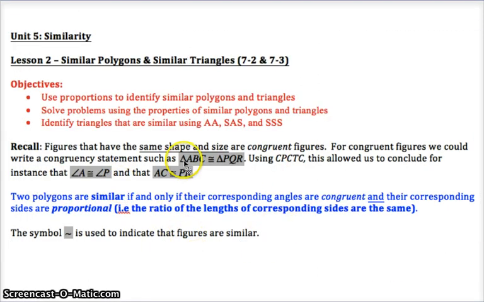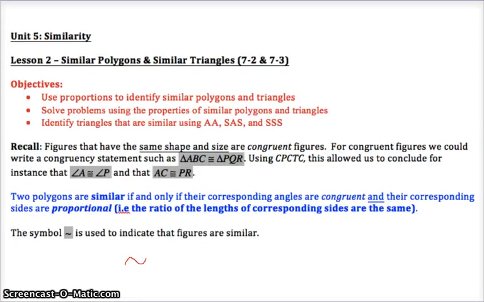For congruent figures, remember we wrote triangle ABC is congruent to triangle PQR, and that let us believe certain things about how A was related to P and B was related to Q, and that's kind of nice. For similar, we use this little symbol, and the gray box isn't really necessarily there. The little symbol is just supposed to look like the part that's on top of the equal sign in a congruent, which is kind of nice. I like that part about the symbolism.